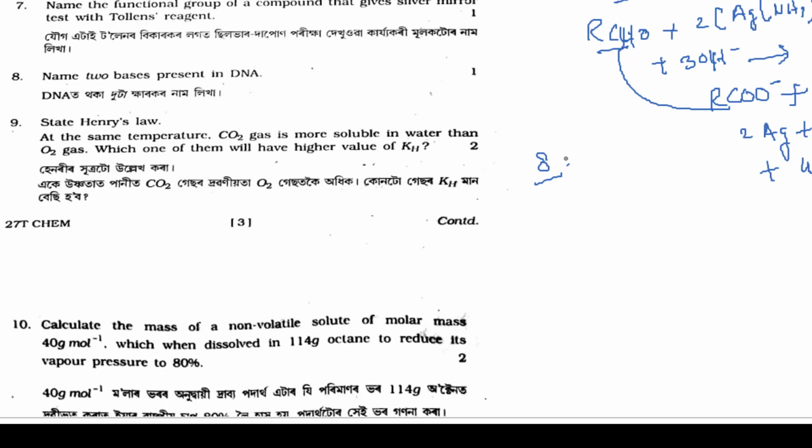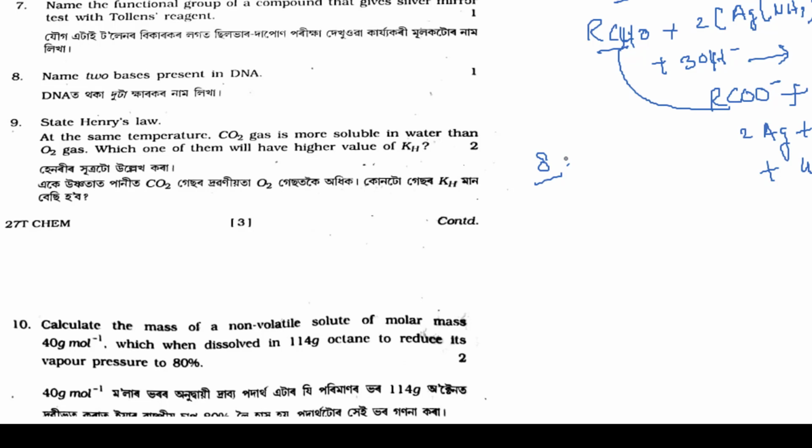Name two bases present in DNA. There are a total of 4 bases present in DNA, called nucleotides: adenine, guanine, cytosine and thymine. In RNA, it is adenine, guanine, cytosine, and thymine is replaced by uracil. RNA has this extra base, uracil, and the other three are the same as in DNA: adenine, guanine, cytosine.